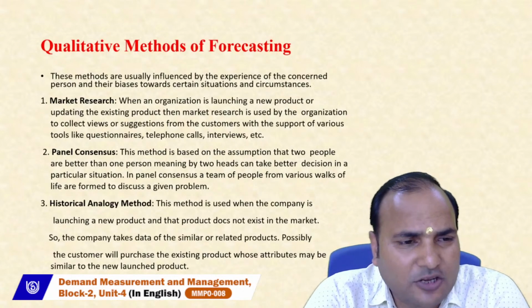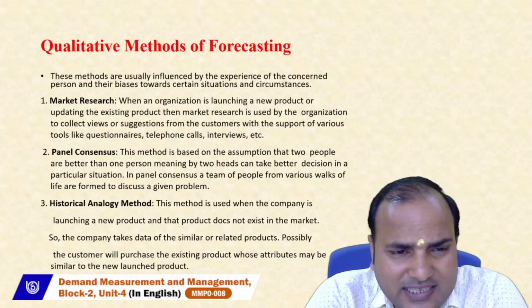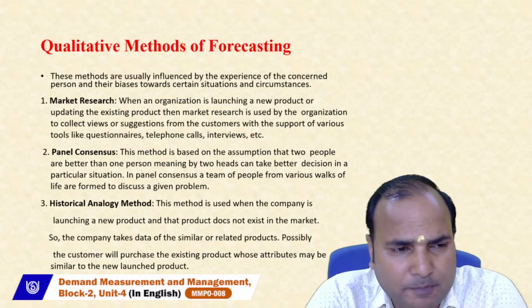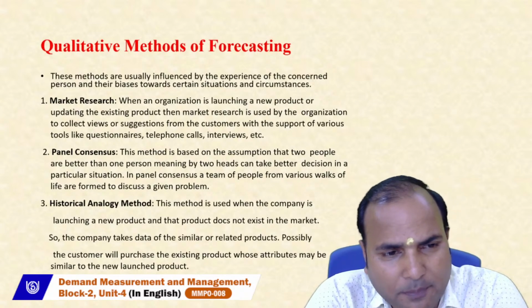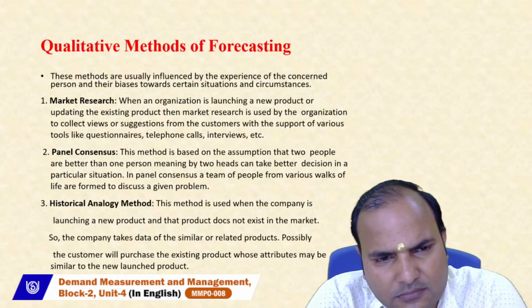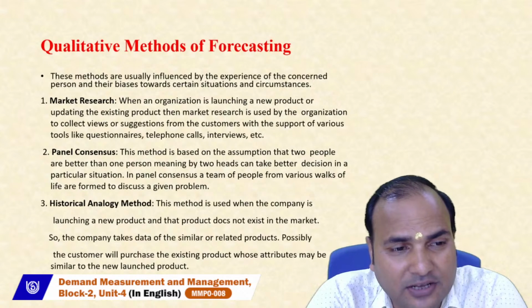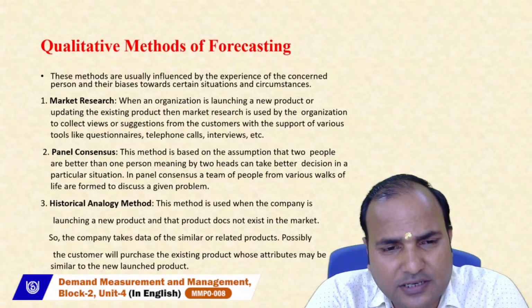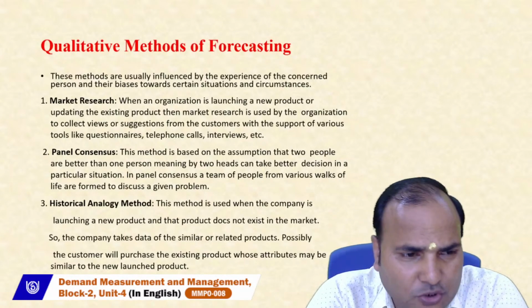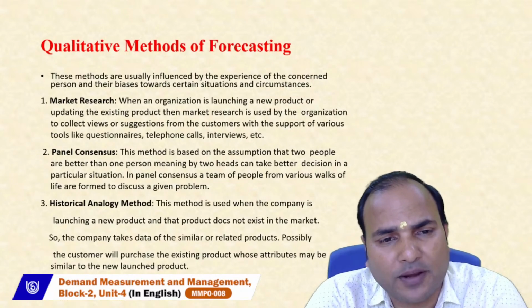Then another is the panel consensus. This method is based on the assumption that two people are better than one, meaning two heads can take a better decision in a particular situation. So in a panel consensus, a team of people from various walks of life is formed to discuss a given problem.